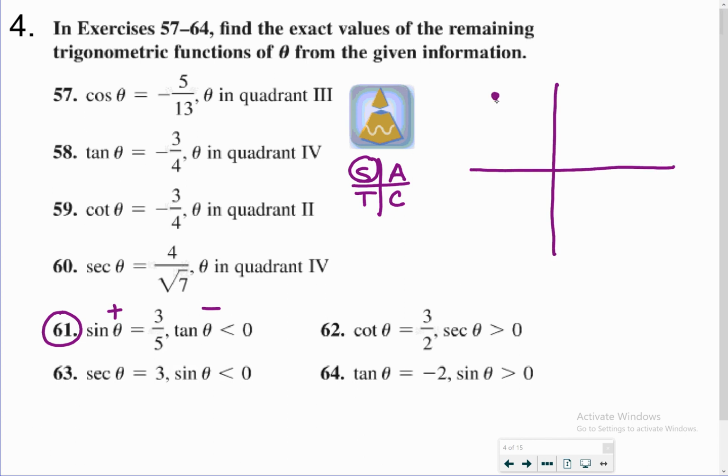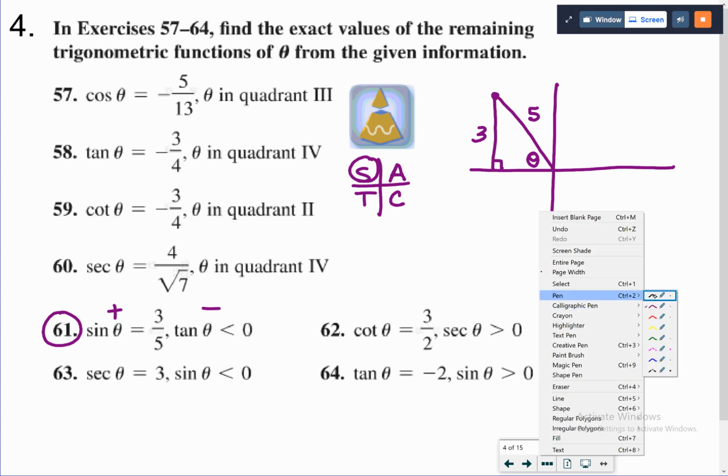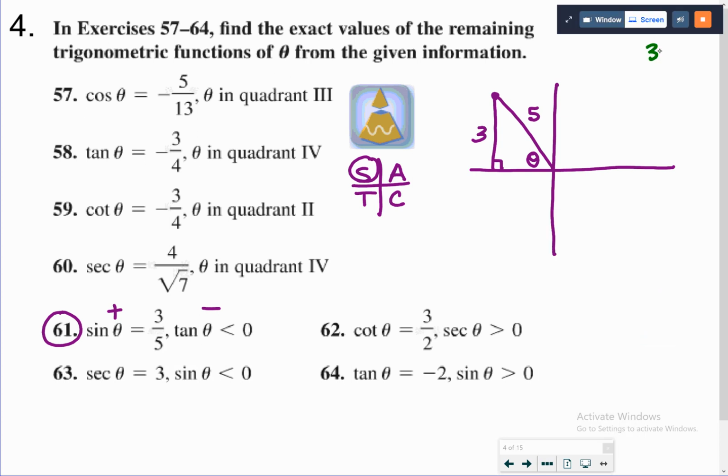In quadrant 2, you can pick some arbitrary point, drop it down to the x-axis, connect it to the origin. There's my theta. And we already know 2 of the sides. It might not be the x and the y, but sine is what 2 sides? What ratio? Opposite is 3. Hypotenuse is 5. And then you could use the Pythagorean theorem. This is also a triple. If you guys have done those before, remember, like 3, 4, 5.